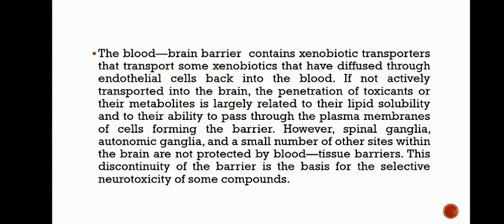If not actively transported into the brain, the penetration of toxicants or their metabolites is largely related to their lipid solubility and to their ability to pass through the plasma membranes of cells forming the barrier. However, spinal ganglia, autonomic ganglia, and a small number of other sites within the brain are not all protected by the blood-tissue barriers. This discontinuity of the barrier is the basis for the selective neurotoxicity of some compounds.